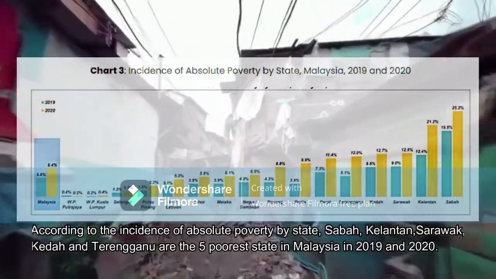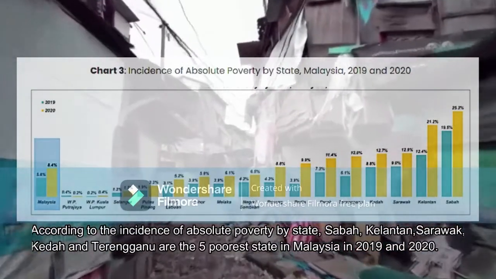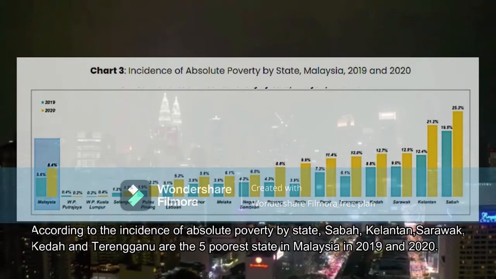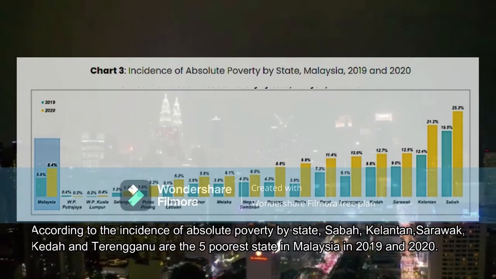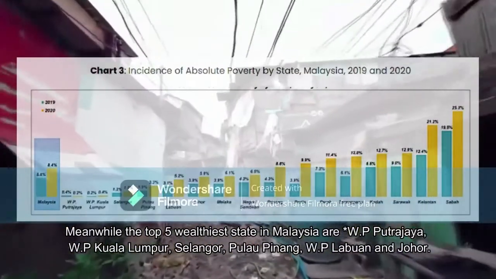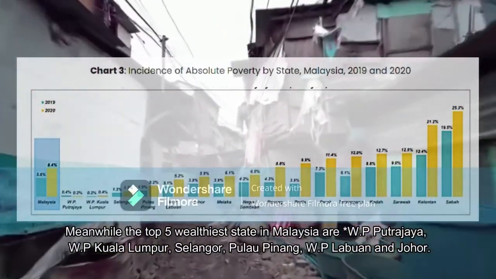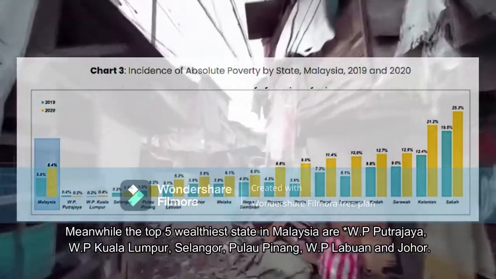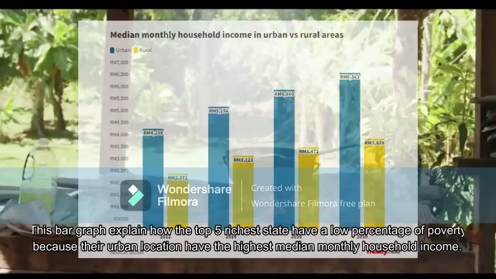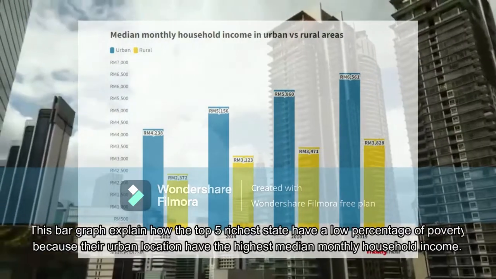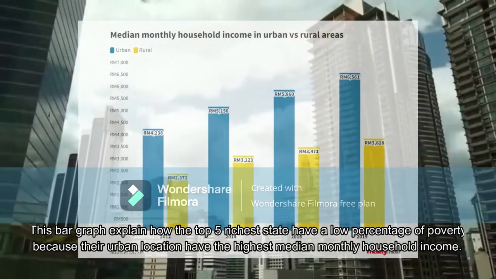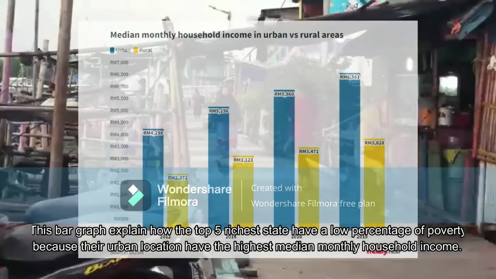According to the Incidence of Absolute Poverty by State, Sabah, Kelantan, Sarawak, Kedah and Terengganu are the 5 poorest states in Malaysia in 2019 and 2020. Meanwhile, the top 5 wealthiest states in Malaysia are Wilayah Persekutuan Kuala Lumpur, Selangor, Pulau Pinang, Wilayah Persekutuan Labuan and Johor. This bar graph explains how the top 5 richest states have a low percentage of poverty because their urban locations have the highest median monthly household income.